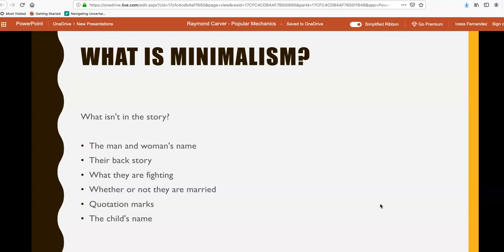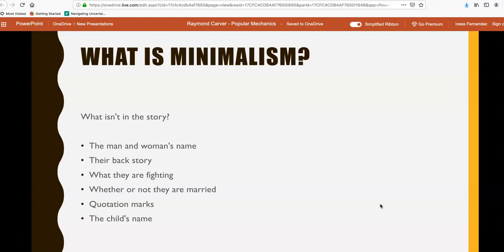There are no quotation marks, if you've noticed, right? So the dialogue is just happening. It's mostly dialogue, this story. And so it goes back and forth and back and forth. And so that is a choice as well. Why do you think Raymond Carver didn't use quotation marks? That's up to you to decide.